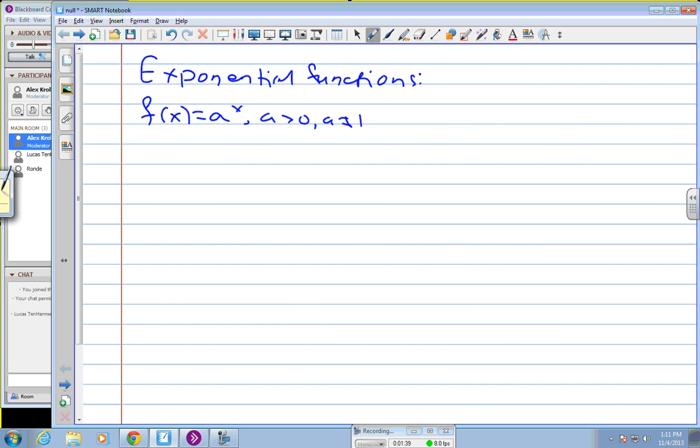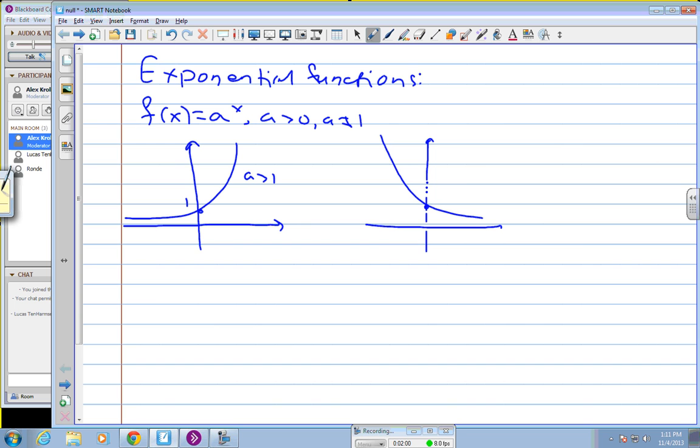And the graph of an exponential function in general looks like this, goes through 0, 1. And that's if a is greater than 1, or going down if a is between 0 and 1. So we have those two cases, right?